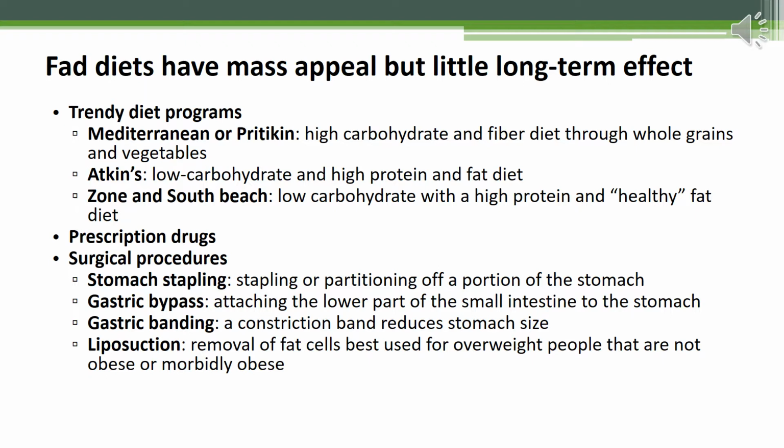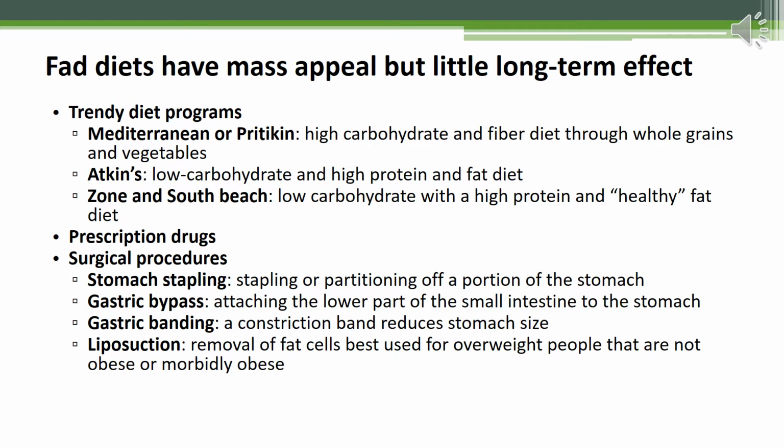Sometimes people also use prescription drugs to lose weight, which I would only suggest in extreme circumstances. There are also surgical procedures, which I really would not suggest at all. There's stomach stapling or partitioning off a portion of the stomach. There's gastric bypass, where they attach the lower part of the small intestine to the stomach. There's gastric banding, where a constriction band is used to reduce stomach size. And then finally there's liposuction, which is simply the removal of fat cells.